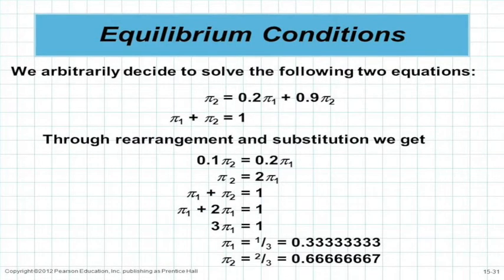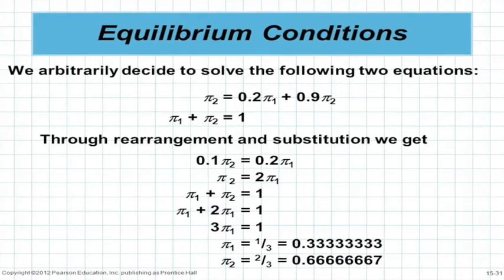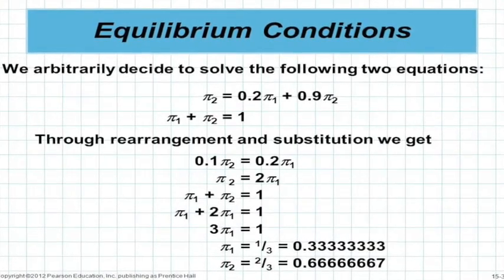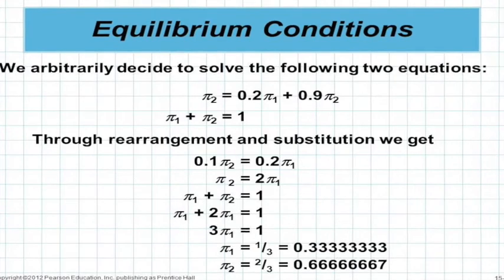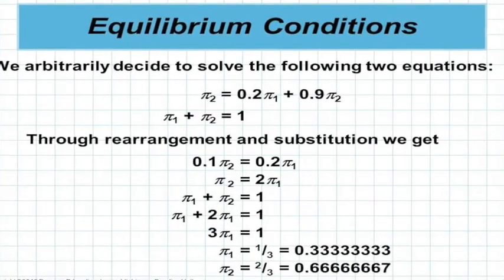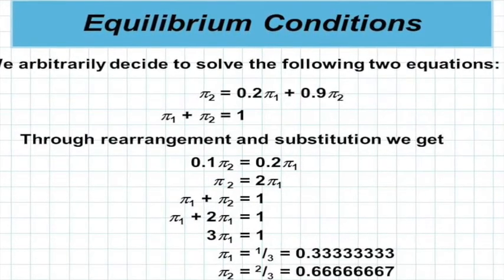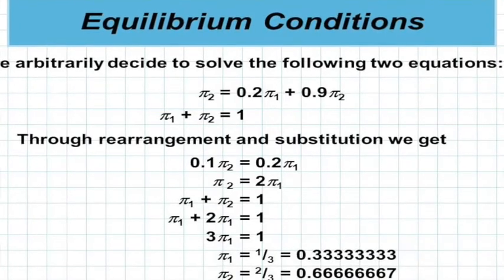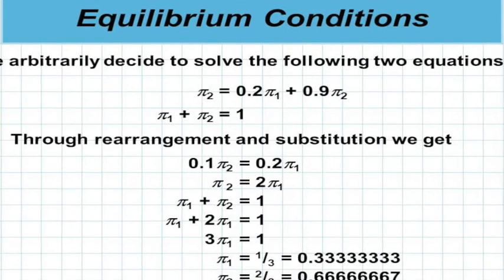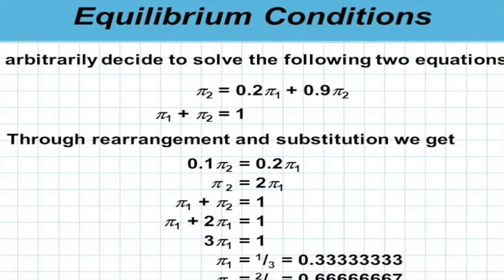Take an example. We arbitrarily decide to solve the following two equations. P2 equals 0.2 P1 plus 0.9 P2. Meanwhile, the other equation is P1 plus P2 equals 1. Through rearrangement and substitution, we get the result: P1 equals 0.3333 and P2 equals 0.6667. So that's all our presentation.